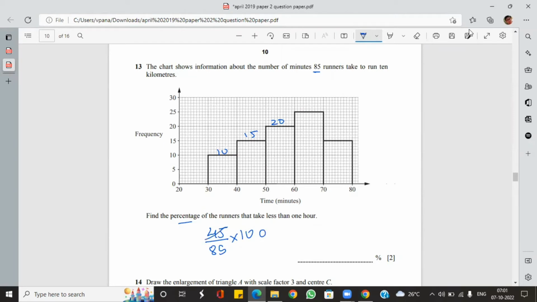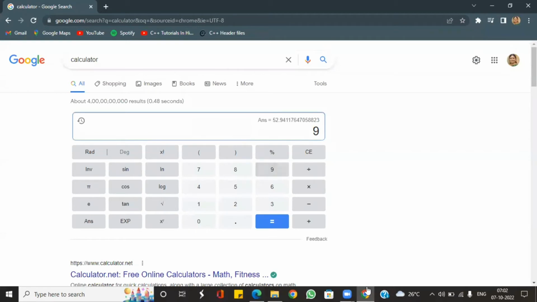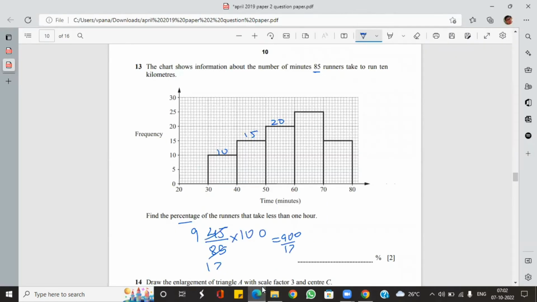So now if I divide by 5, 5 9s are 45, 5 17s are 85. So 9 times 100 is 900 upon 17. Let us check what we get: 900 divided by 17, which we get as 52.94. So approximately we can say that 53% of runners take less than 1 hour.